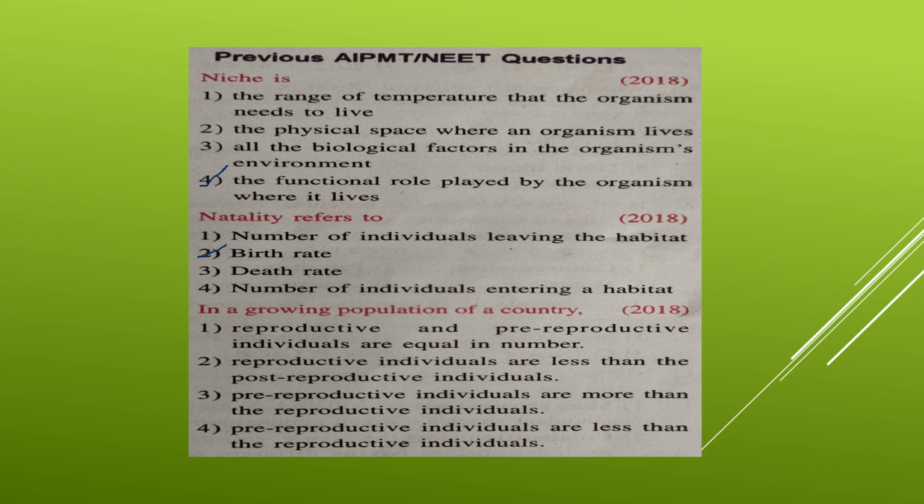Now, in a growing population of a country, if you see the pyramid, for a growing or expanding population, pre-reproductive individuals should always be more than reproductive individuals. Then we can say that population is a growing population. If the pre-reproductive is less than the reproductive, then that is called a declining population. If the pre-reproductive and reproductive are the same, then that population is called a stable population.